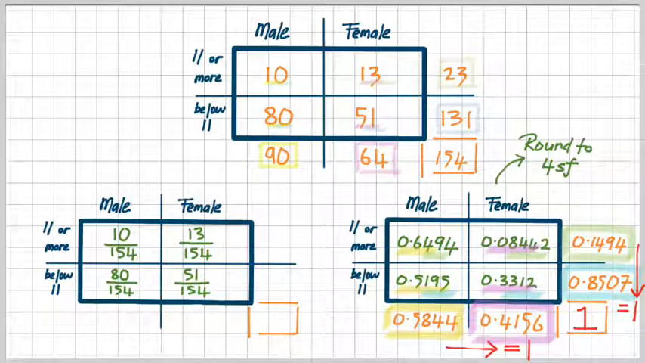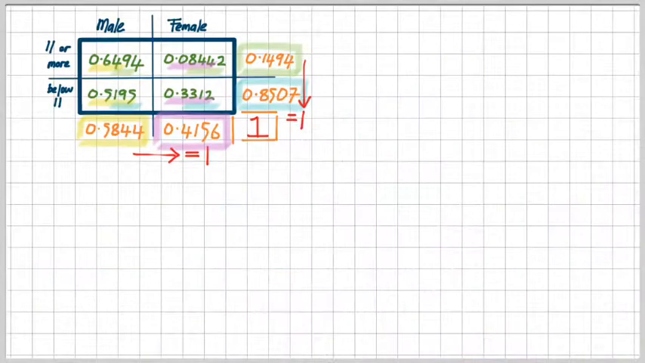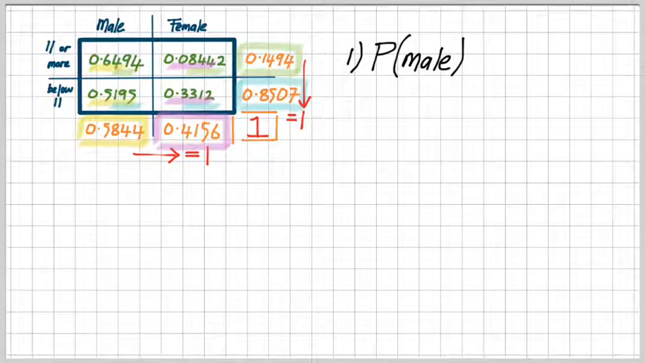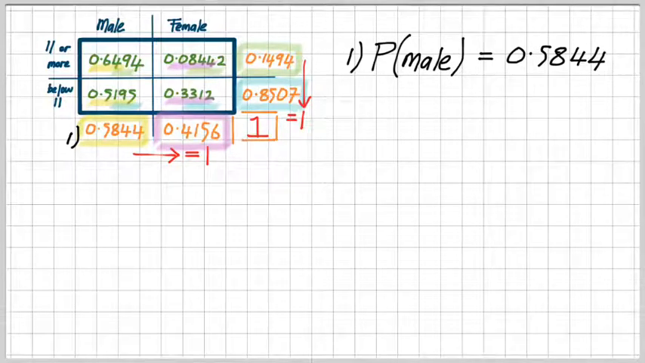So let's press on and calculate the probabilities. Well, no, we've already calculated the probabilities. Let's just read the table that we've created and write down the probabilities that we find. So there's our table again. Firstly, we're going to look at the probability of male. We're going to read that number directly off the table, so you can write that down. The chance that a student is male is 0.5844.